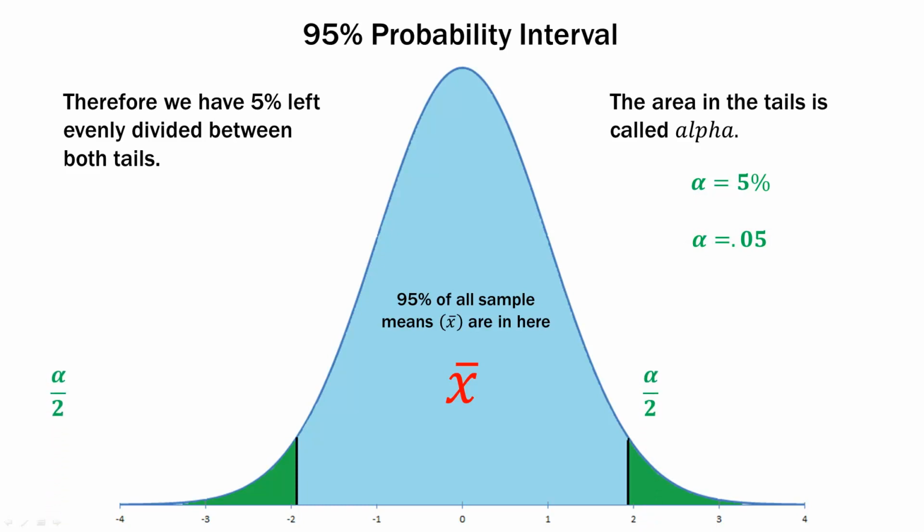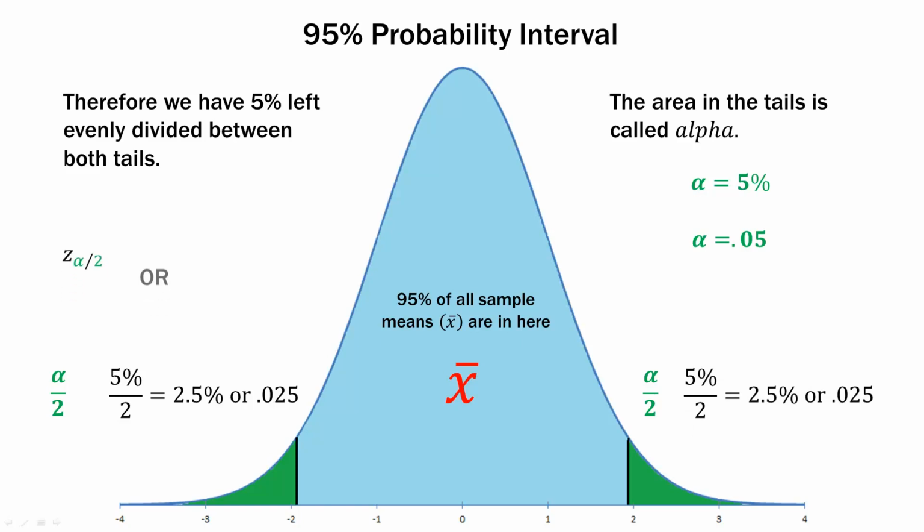Now that's evenly divided between both tails because this is symmetrical. So if you've ever seen in a formula somewhere, you have alpha divided by 2, that's where it comes from. We're just taking the leftover probability in the tails and dividing it evenly among both sides. So in this case, we have 5% divided by 2, so we have 2.5% over here in the left tail, and we have 2.5% over there in the right tail. So that's 0.025.